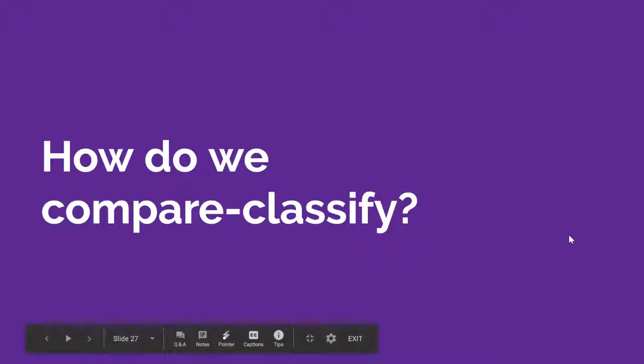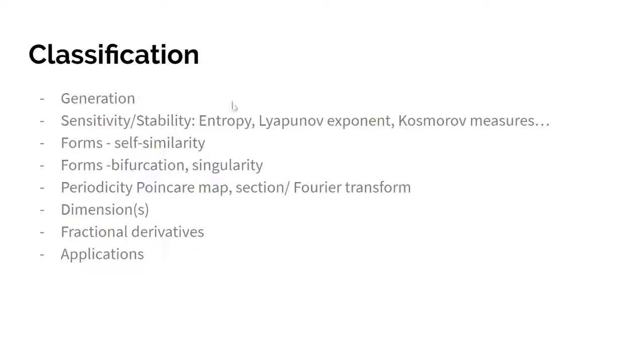So we've rendered lots of fractals and lots of animations. How do we classify them? Well, it's classified by generation, so how they are generated, like by iteration of some systems. And secondly, whether they are stable, whether they have positive Lyapunov exponent and Kolmogorov measures and entropies, and do they have self-similarity for the chaotic system? Do they have bifurcation values if I take some parameters and change them a little bit? And what about singularity?